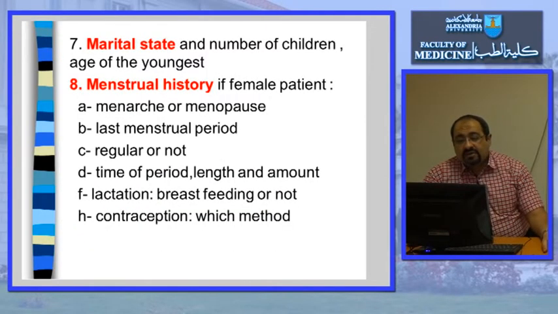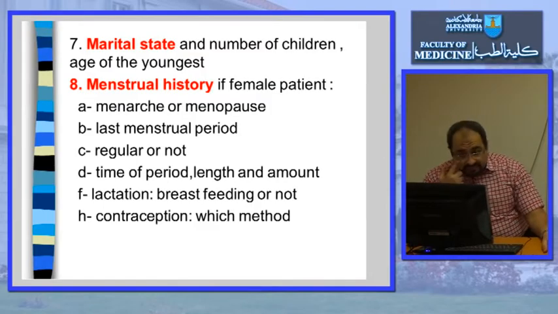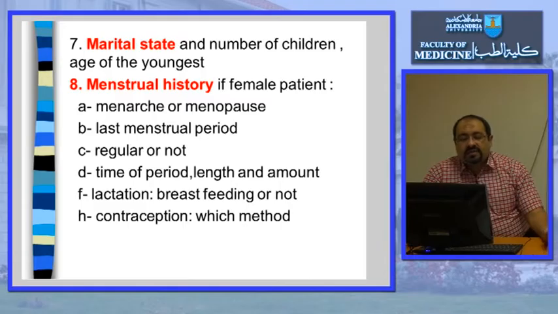The marital status of the patient and the number of children is important to gain an idea about the fertility, especially if the complaint or the disease the patient is suffering from can affect the fertility. Menstrual history can be part of the personal data or can be a separate entity called the gynecological or female history or feminine history. So this female history includes the menstrual history. You should ask about the age of menarche and the age of the menopause if you are dealing with an elderly woman.